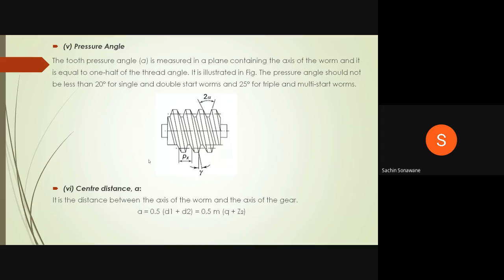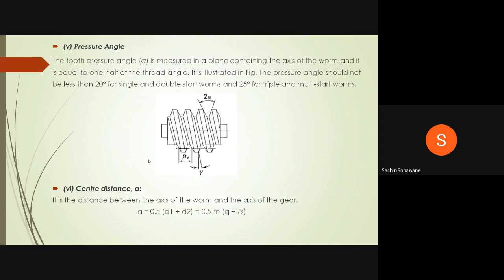Now, pressure angle alpha. The tooth pressure angle alpha is measured in a plane containing the axis of the worm and it is equal to 1/2 of the thread angle. It is illustrated in figure. The pressure angle should not be less than 20 degree for single and double start worms and 25 degree for triple and multi start worms.